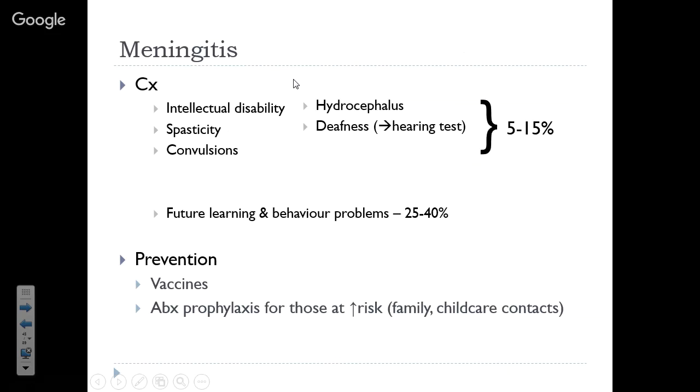So there are various complications that can occur with meningitis. Things like convulsions, intellectual disability, hydrocephalus, and deafness. That's why most kids go for a hearing test after an episode of meningitis. And future behavior and learning problems are unfortunately quite common as well. Prevention is via vaccines for most of the causative agents, and you can consider antibiotic prophylaxis if there is increased risk for family or childcare contacts. Places like that.